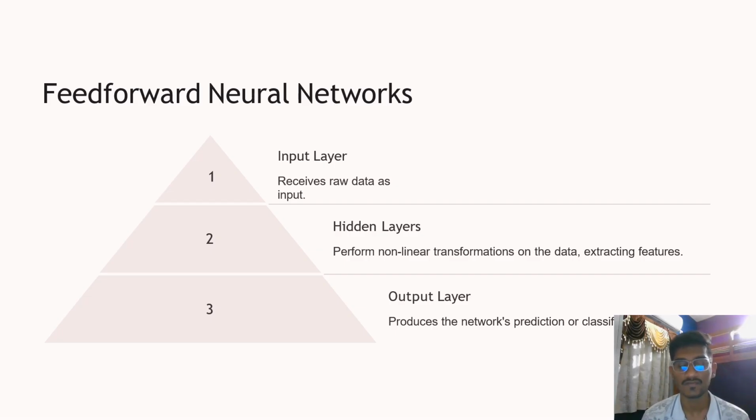It basically consists of three different layers. The first one is the input layer, then the hidden layer or processing layer, and the output layer. The input layer receives raw data as input. The hidden layer performs nonlinear transformations on data, extracts features, understands patterns, and models nonlinear relationships. And the output layer produces the network's predictions or the classifications that it has made.